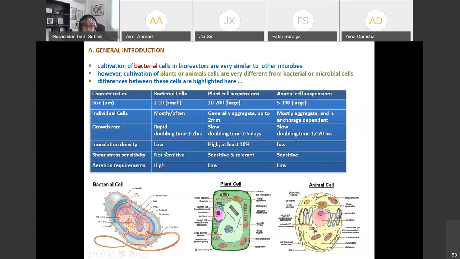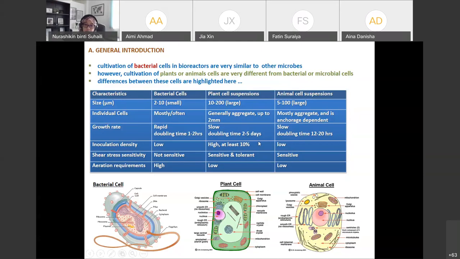For bacteria, it is considered low, normally 10%, but it depends on the type of organism. In general the amount needed is low. For animal cell suspension it is low as well. For plant cell suspension it is high, at least 10% of the working volume.